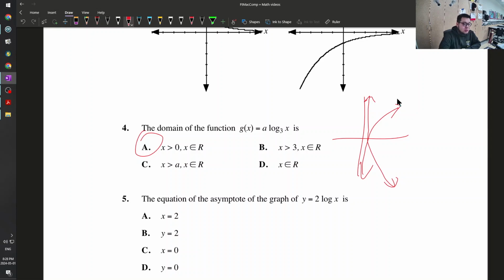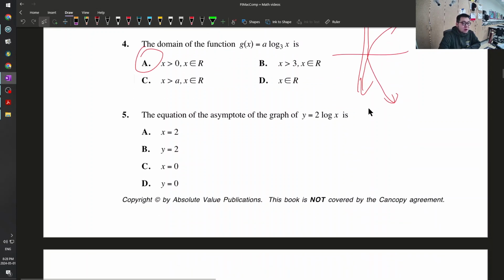5. The equation of the asymptote of the graph y equals 2 log x. So this is log base 10. My asymptote for log functions will always be at x is equal to 0. That is a vertical line. 5 is C.